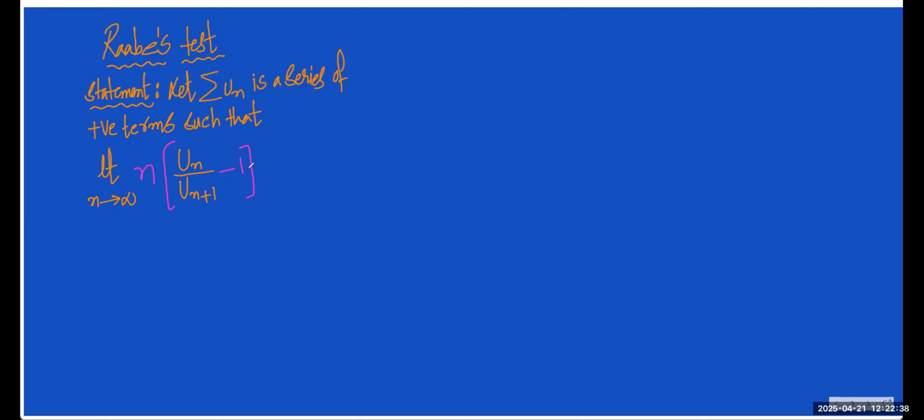This is extra work. Subtract 1 and multiply by n. The only extra work is to multiply with n and subtract 1.